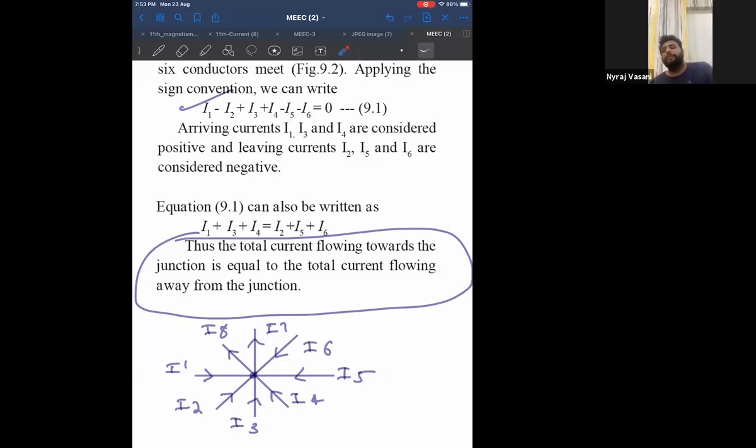Correct. Current is a tensor quantity, therefore we cannot do vector addition. You have to do scalar addition itself. That means algebraic addition. Therefore, the statement is the algebraic sum of all the currents is zero at a node or a junction. That is why it is called KCL, because we are finding out current over here. Therefore, the first law always revolves around current.